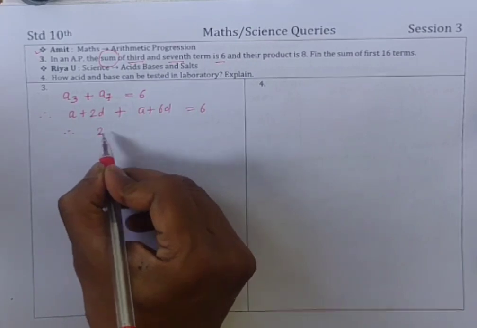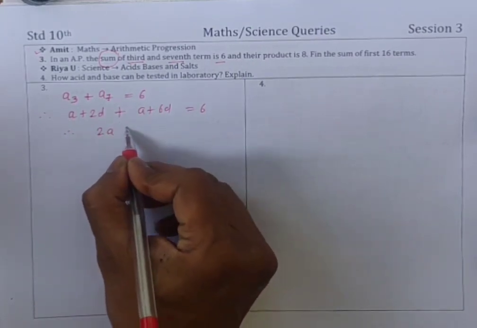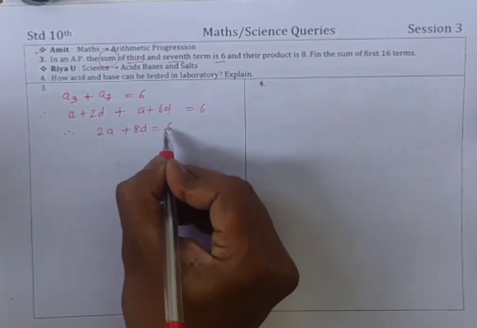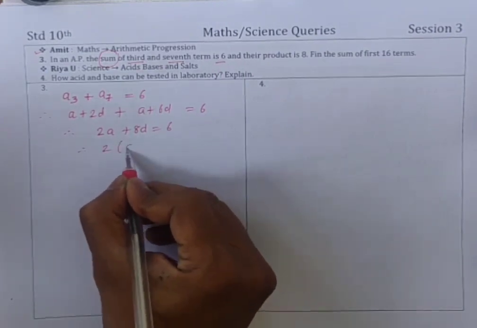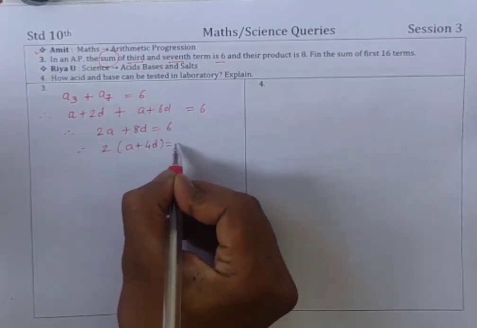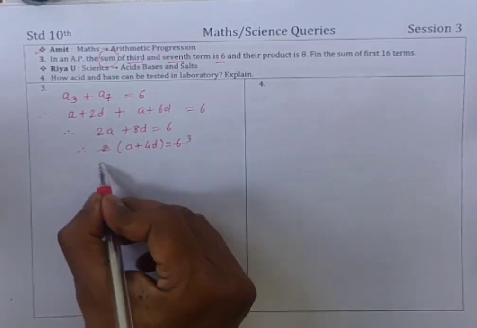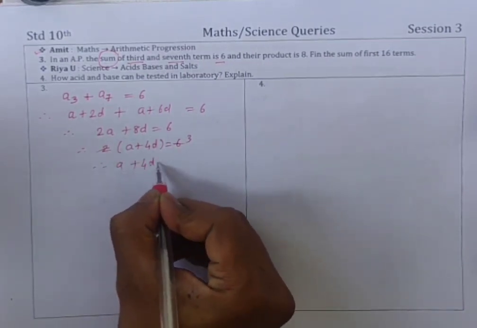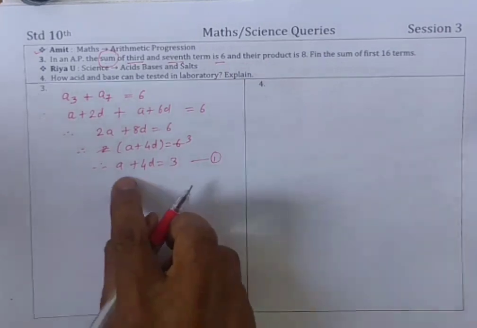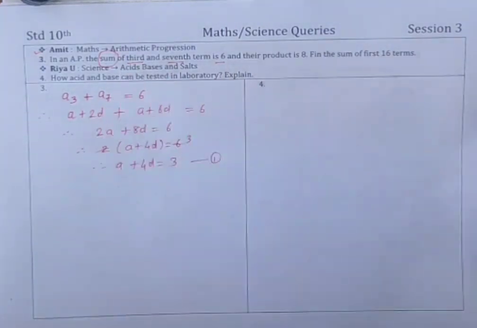So this gives me A plus A, 2A, 2D plus 6D gives me 8D, and that is equal to 6. So 2 is common, children. So A plus 4D is equal to 6. 2 ones are 2, 2 threes are 6. Therefore, A plus 4D is equal to 3. I got a linear equation in two variables A and D from the first condition.